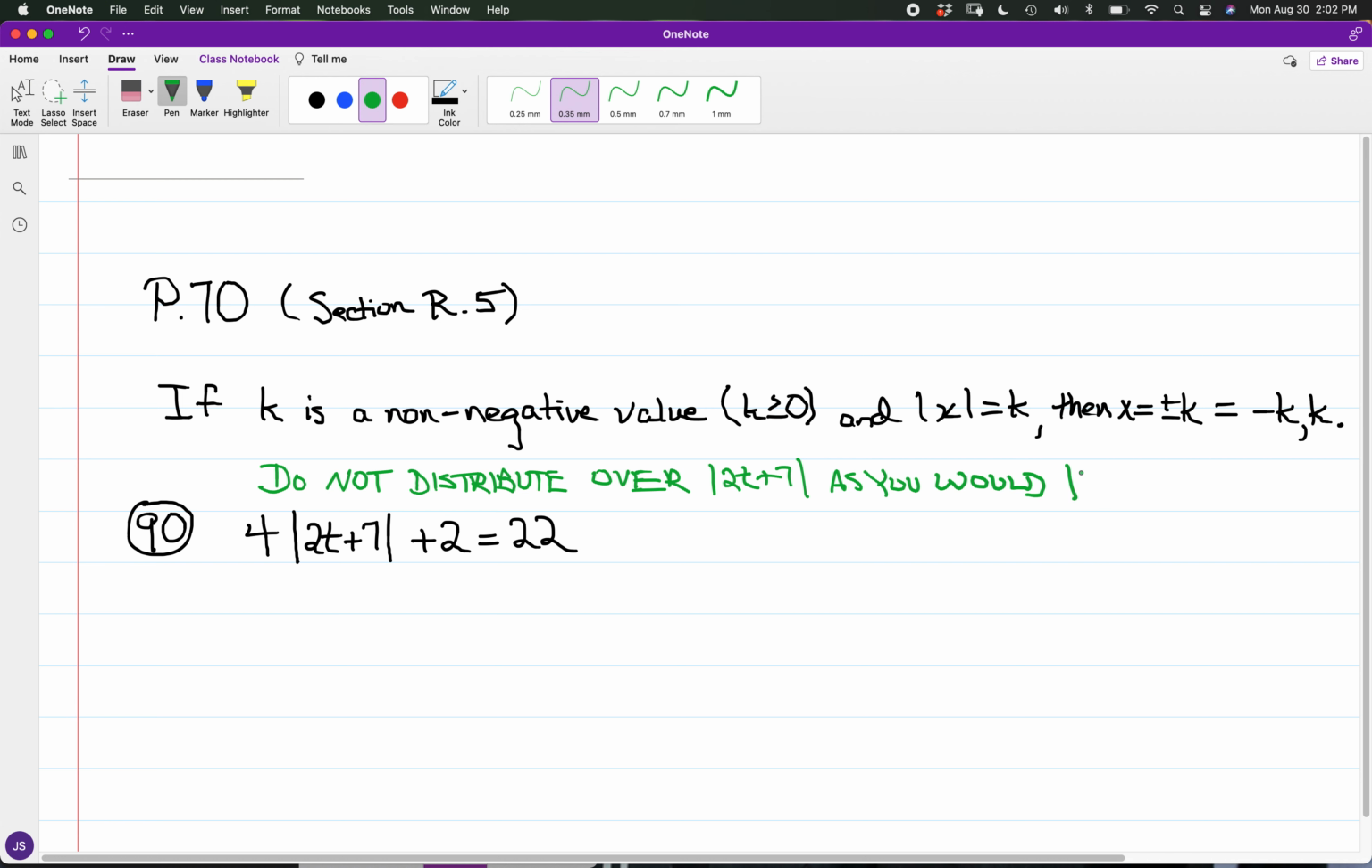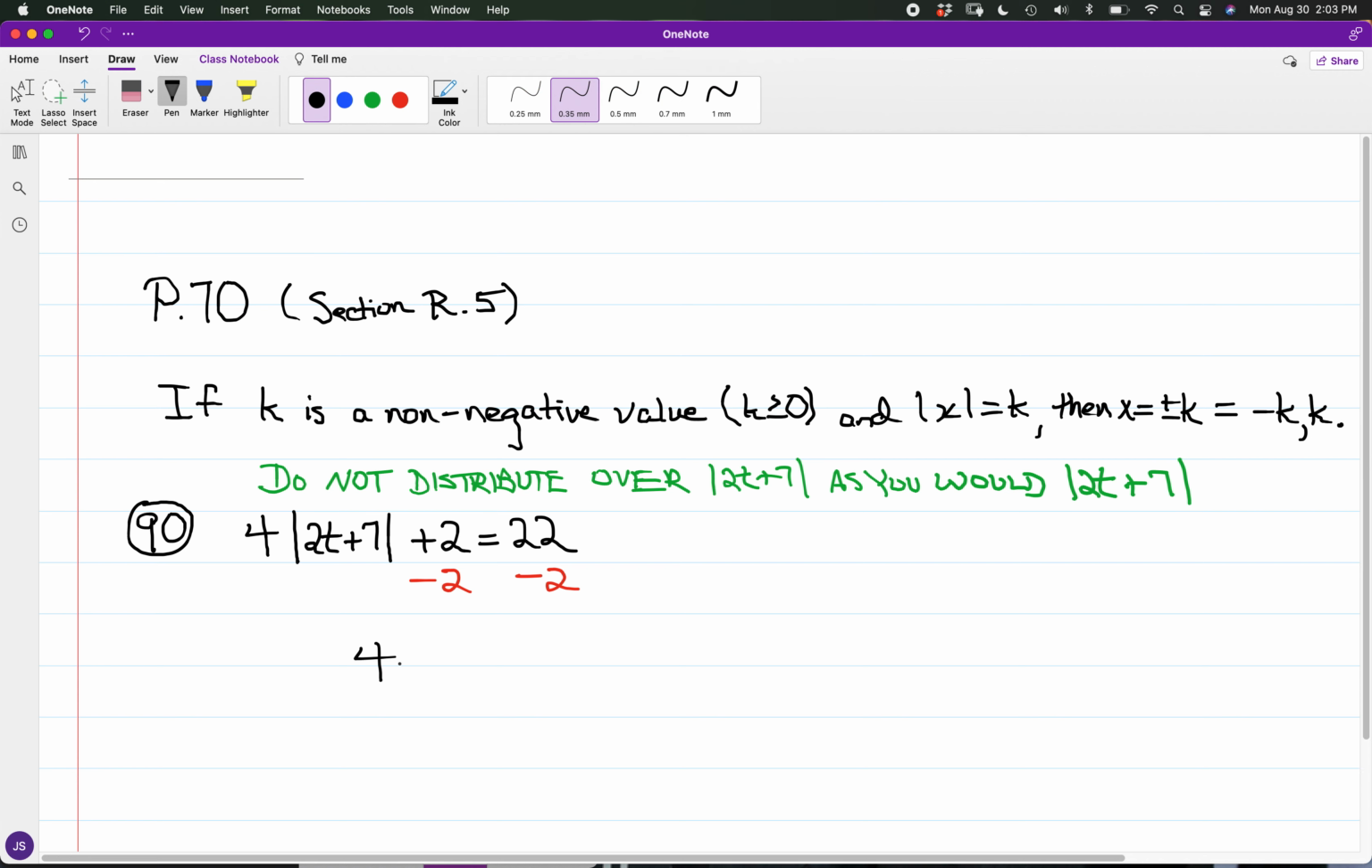It would be kind of nice if you could, but since we're dealing with absolute value, we're looking at a different situation. What we're going to do is get the absolute value expression by itself, so this is going to be the absolute value of 2t plus 7. We have a couple of obstacles here: the multiplication by 4 and the addition of 2. To start isolating the absolute value of 2t plus 7, I can take 2 away from both sides.